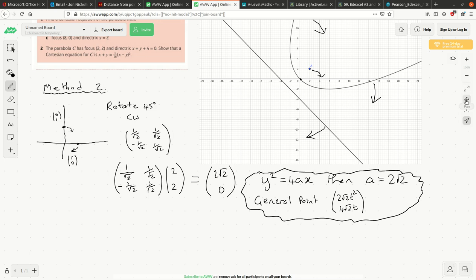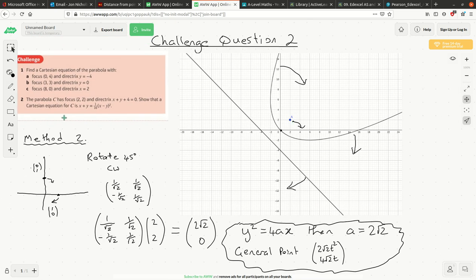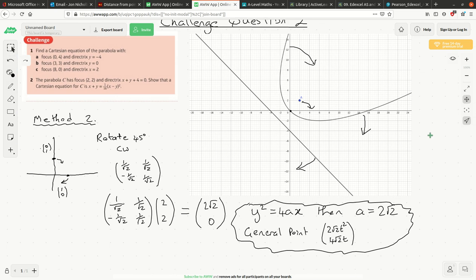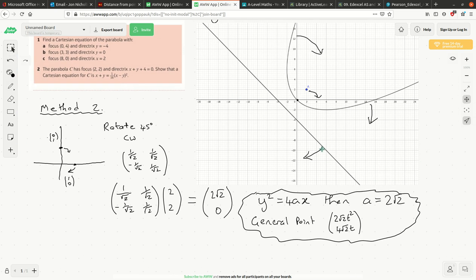is if you think about the parabola before it was rotated 45 degrees, it would have been like this, yeah? What I've found is the general point on that parabola, and I'm now going to rotate it back 45 degrees in the other direction. That's the way I'm thinking about doing it anyway. I'm not sure exactly what the book did in the back, but that's how I'm thinking about it.